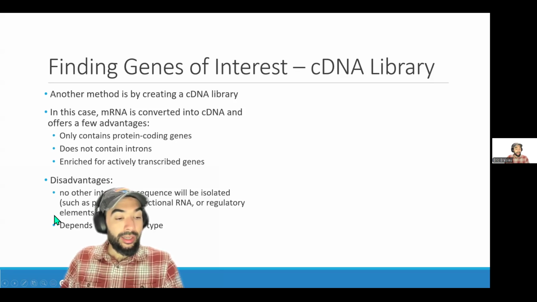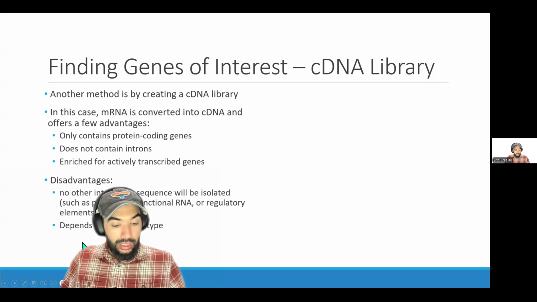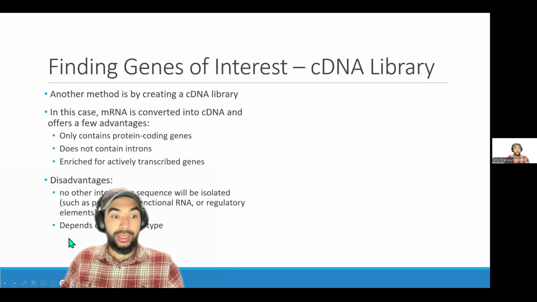And then again, this is also a caveat that this depends on the tissue or cell type. If we're asking a question about, let's say, neurons, for example, we want to isolate neurons only. We can't unintentionally include other cell types because that can really confuse our findings.